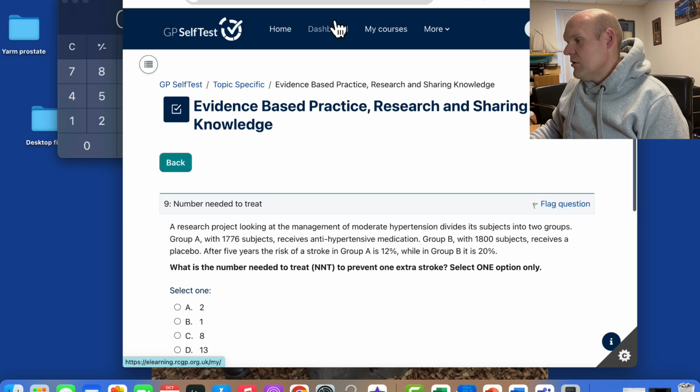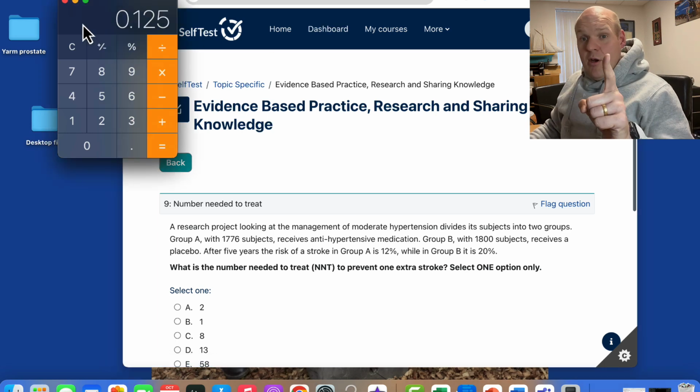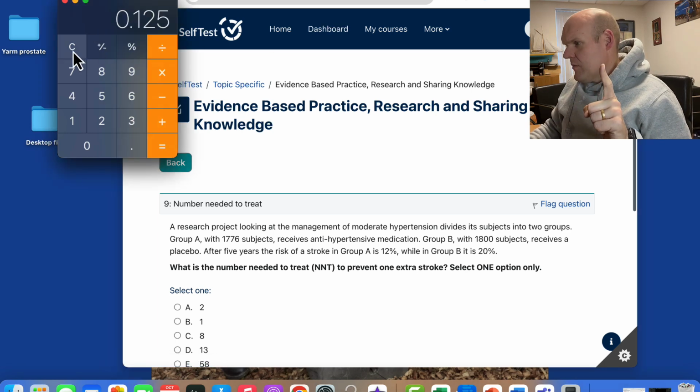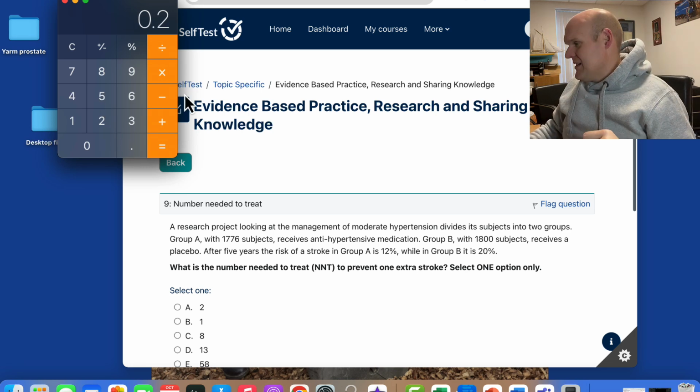Wait, what have I done wrong? I know what I've done wrong. Right. So 20% is actually 0.2. There we go. So reconvert it back into decimal. 12 then is 0. Oh, right. Nope. 0.12.